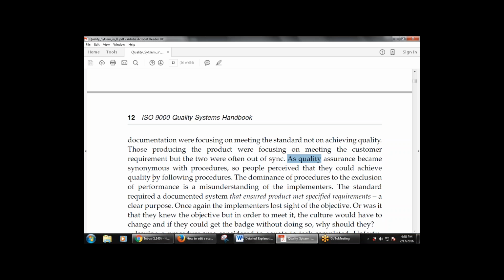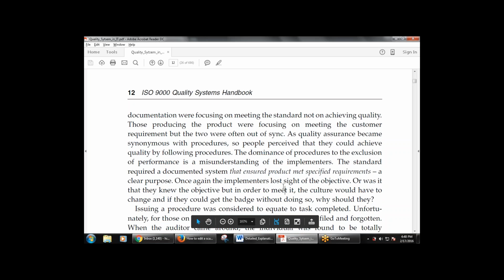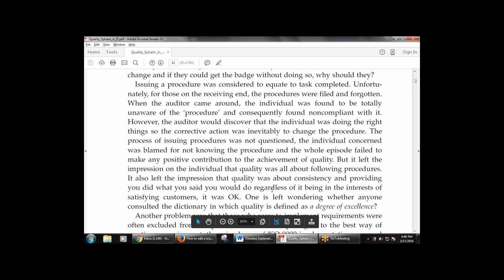And quality assurance becomes synonymous with the procedure, that means as a quality we are assuring that the quality is very good, that becomes synonymous with the procedure. So people perceive that they could achieve quality by following procedures. And the standard requires a documented system that ensures the product meets the specified requirement, that is a clear purpose. Once again, the implementer lost sight of the objective.